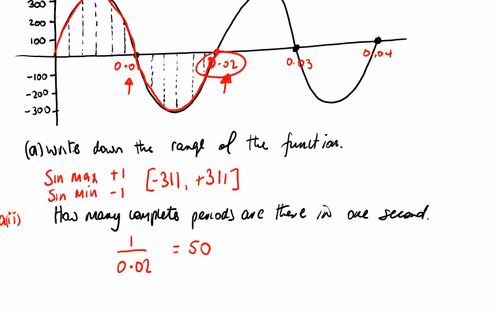So if we multiplied 0.02 by 10, we'd get 0.2. So there's 10 in 0.2, and then multiply that by 5 to get up to your single second. So 50 overall.